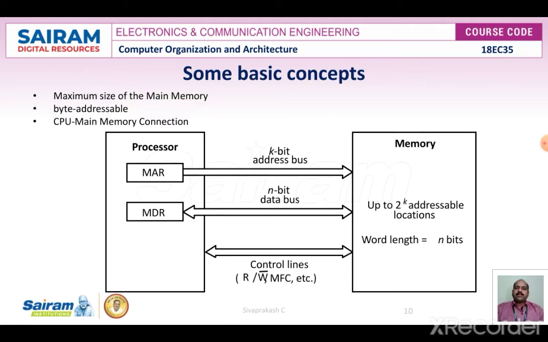Storage. Coming to some of the basic concepts. In general, the maximum size of a memory that can be used in any computer is determined by the addressing scheme. For example, a 16-bit computer that generates 16-bit addresses is capable of addressing up to 2 to the power of 16, which is equal to 64 kilobytes of memory locations.